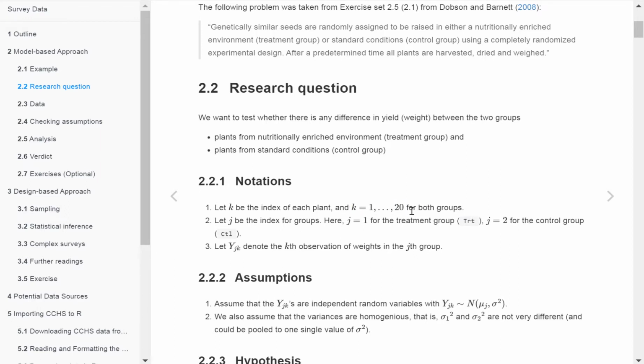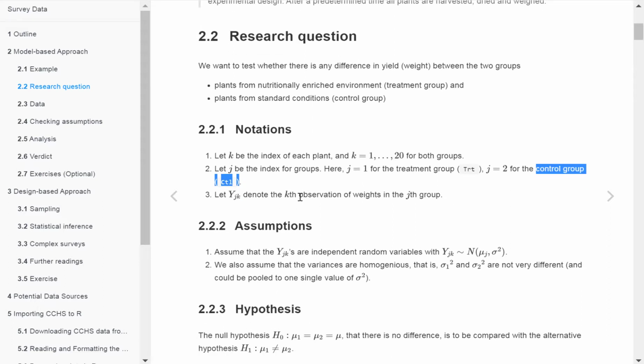So in the treatment group you have 20 plants, and in the control group you have 20 plants. There are two different groups, as I have mentioned earlier. One is the treatment group, that means the treat or j equals 1, and we have the control group, the CTL or j equals 2.